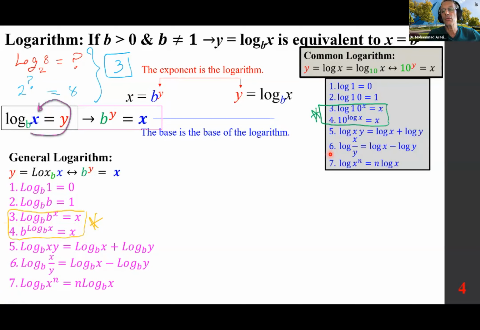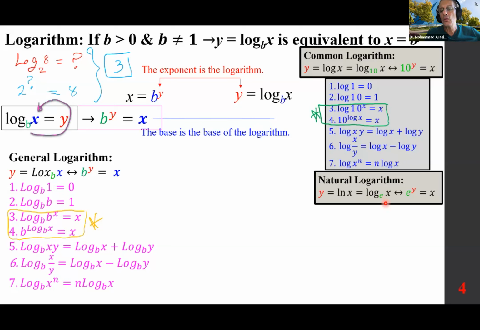Number 5, the product rule, number 6, the quotient rule, number 7, the power rule. We write the same thing, but without the base. If there is no base, the base is 10, known as common log. Now, if we use the base e, log x base e, then we don't use log, we use ln.